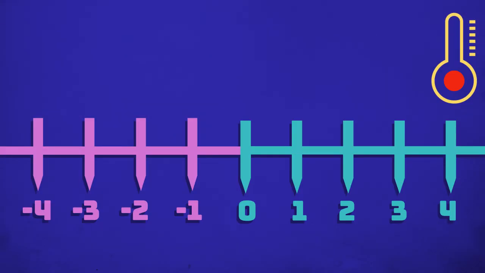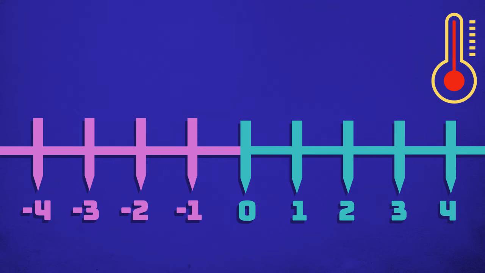Let's mark our number line. We start at minus 3 and then move to 2. How many spaces are there in between? Minus 2, minus 1, 0, 1, 2. 5 spaces, so we've moved up 5 degrees.